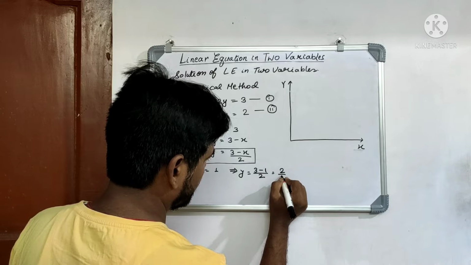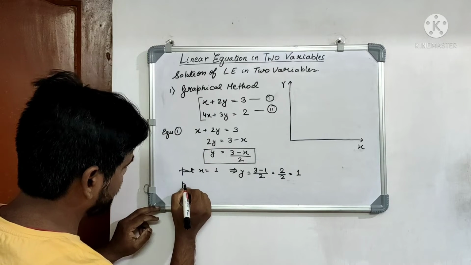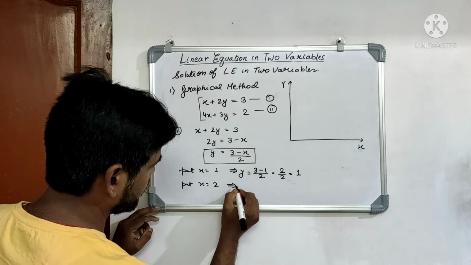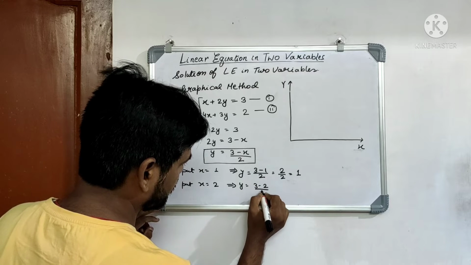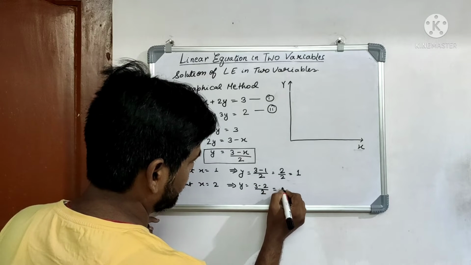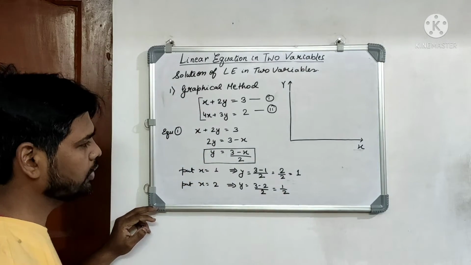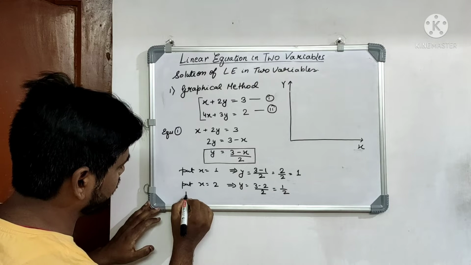Two upon 2, we will get a value equal to 1. Similarly, I am going to put x is equal to 2, then I would get y is equal to 3 minus 2 upon 2. I will get a value 1 by 2. And correspondingly, in order to draw a straight line, we will take another value for x.